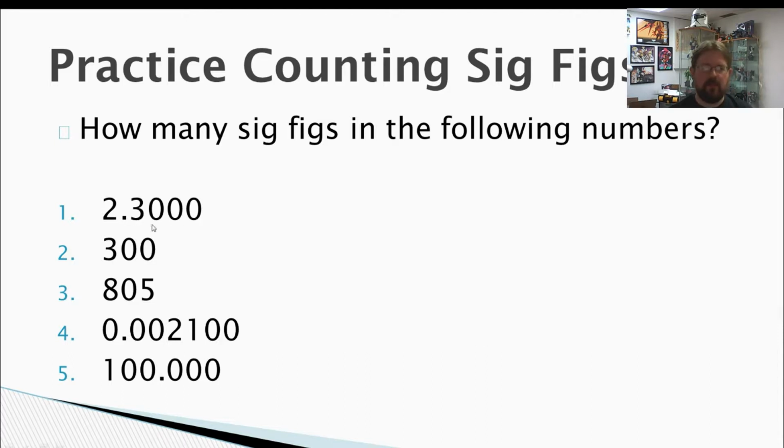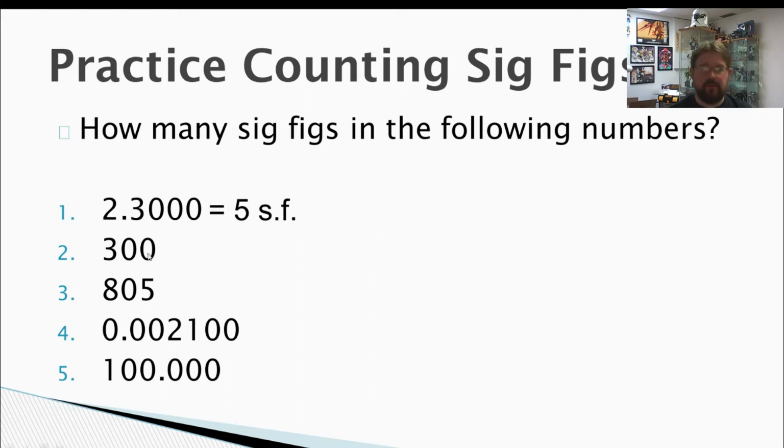2.3000. Well, the 2 and the 3 count because they're not zeros. This 0 is all the way to the right, past the decimal, so it also counts. That means these 2 zeros sandwiched between this 3, which is a sig fig, and this 0 with a sig fig, count. So 1, 2, 3, 4, 5 significant figures.